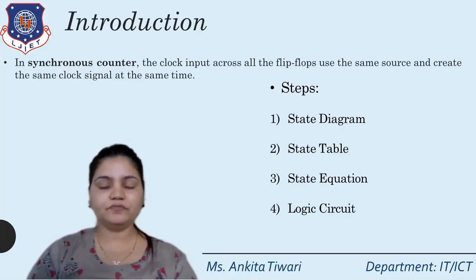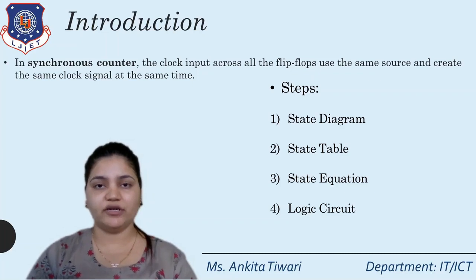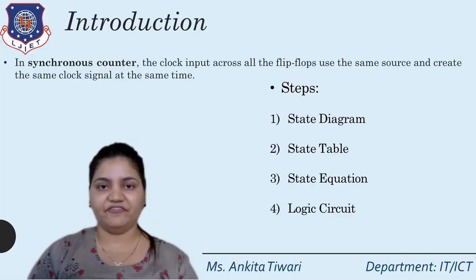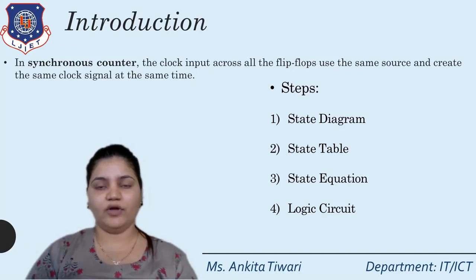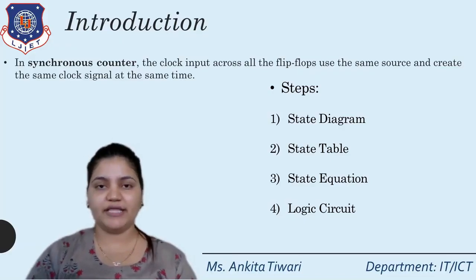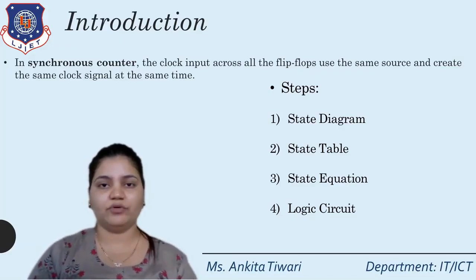The third step we need to follow is the state equation. What do we mean by state equation? The equation which is derived from the table itself using K-map is the state equation. After the state equation, we have to draw the desired circuit, that is the logic circuit. The logic circuit will be made from the flip-flops and the gates available to use. So these are the 4 steps that we need to follow in synchronous counters.